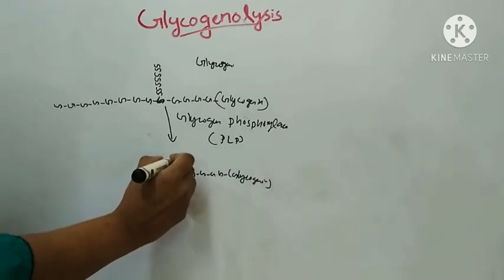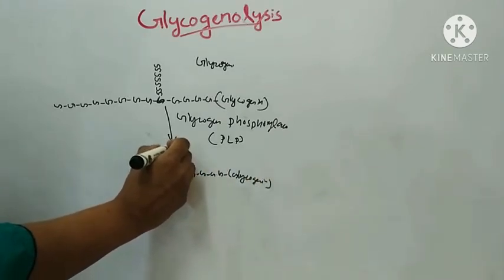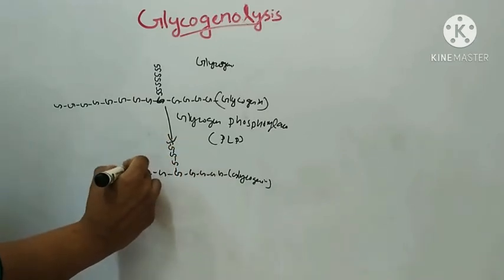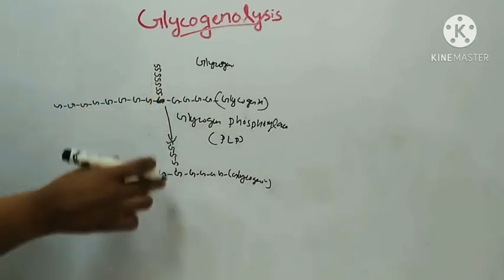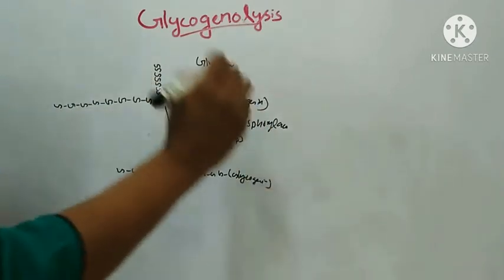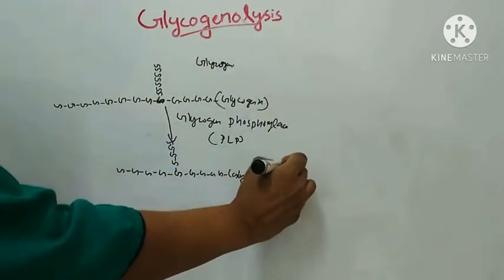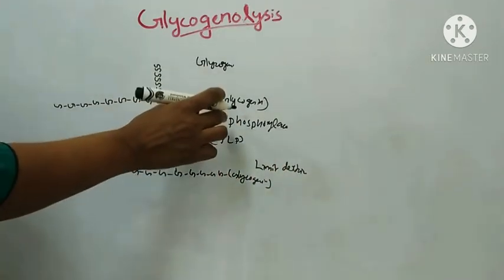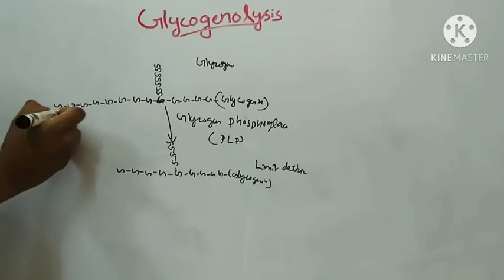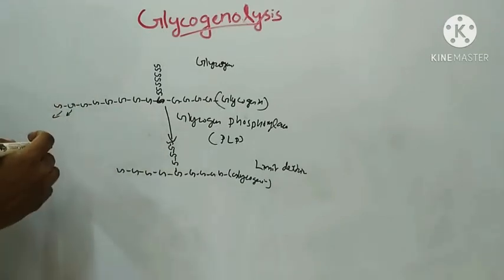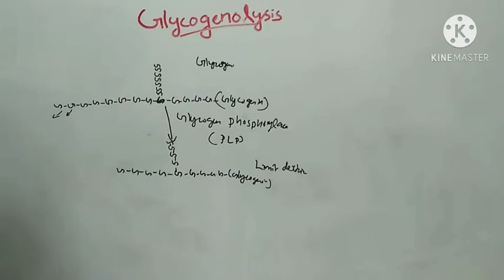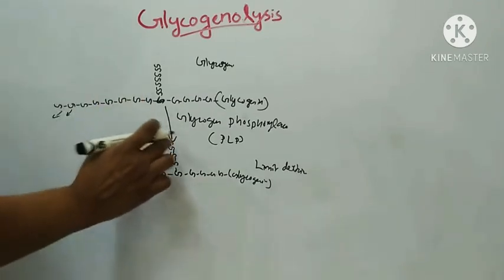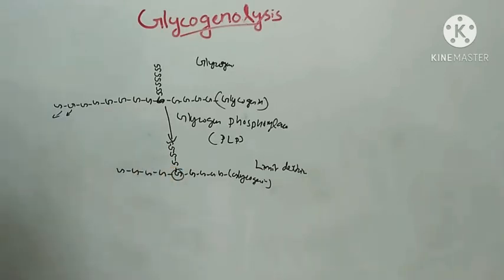Glycogenin. Here 4 glucose residues on either side. On either side there will be 4 glucose residues. It is called limit dextrin. So by the action of the enzyme glycogen phosphorylase, there will be removal of these glucose residues one by one until the formation of limit dextrin.